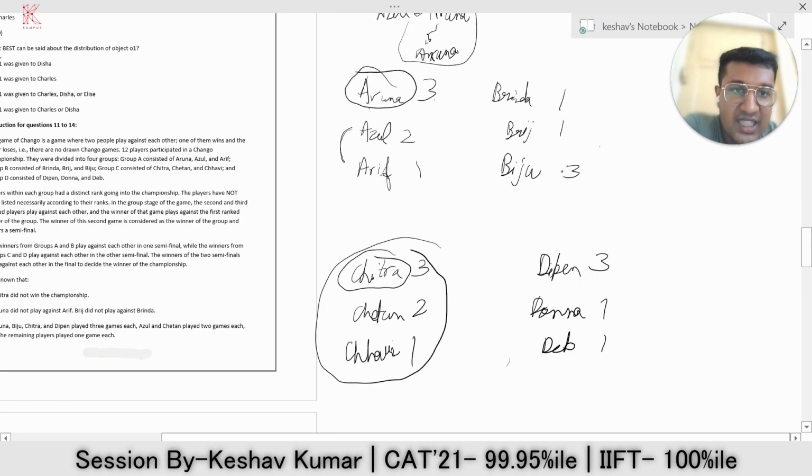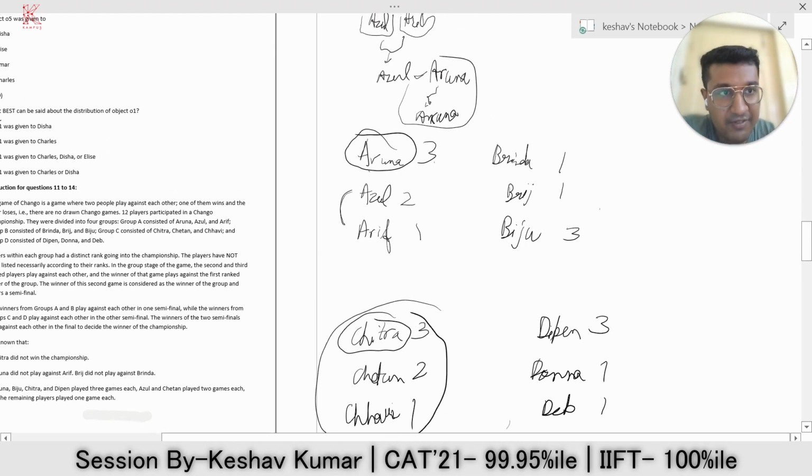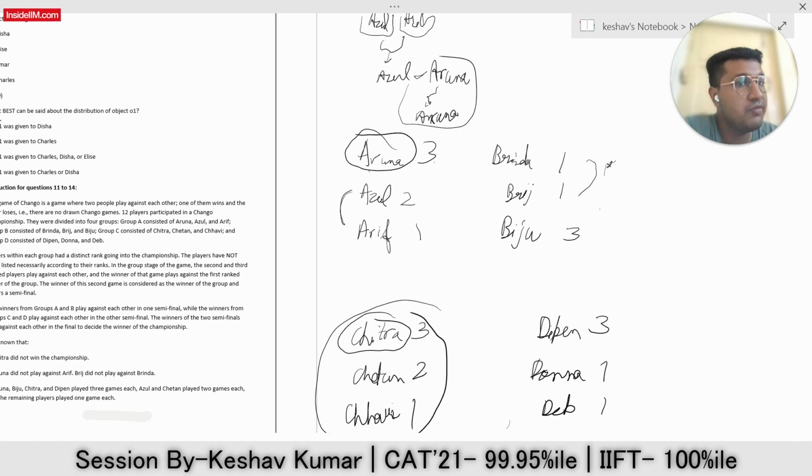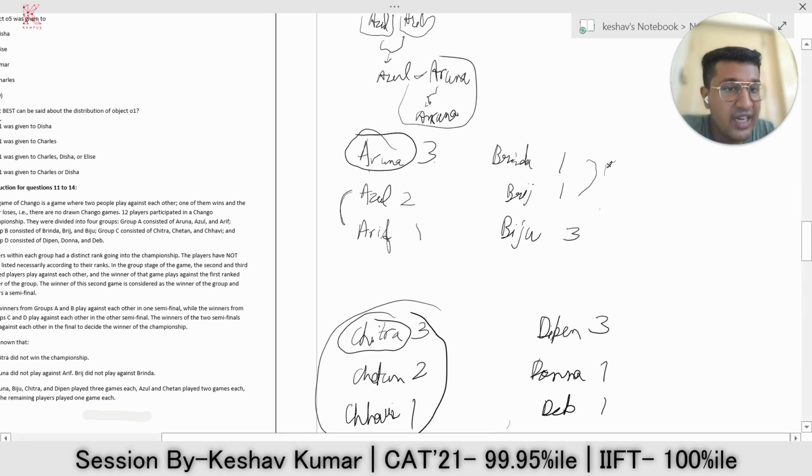Now coming on to Brinda, Bridge and Biju. As Brinda and Bridge played 1 game each, that means one of them must have been at the first position initially. Otherwise, one of them must have played two games if they were both on second and third. So one of them must have been in first position, and the other one can be any position. But I know Biju won the first game. Biju must have played either Bridge or Brinda and won that game. And the second game he also must have won. Only that way he can go to the third game.